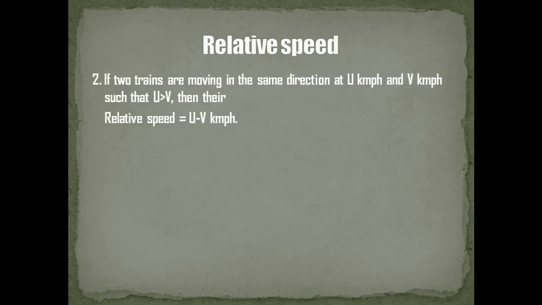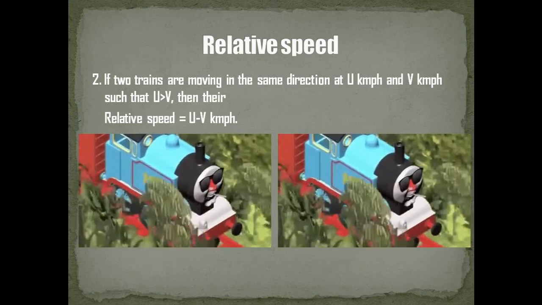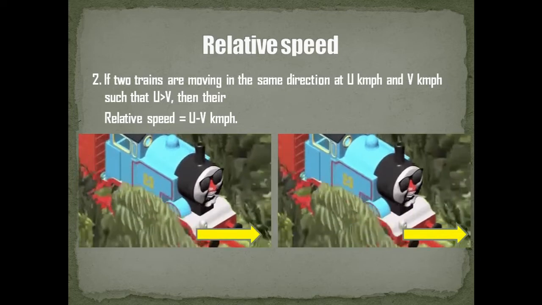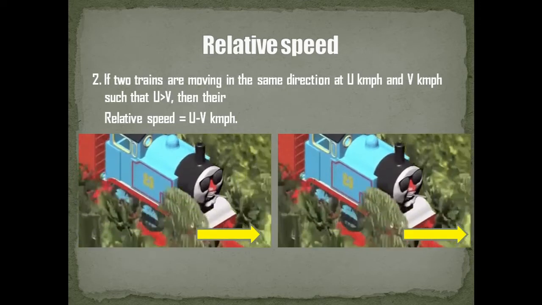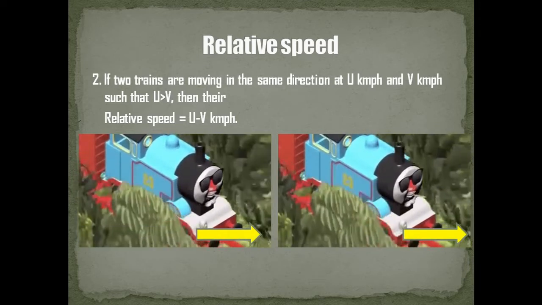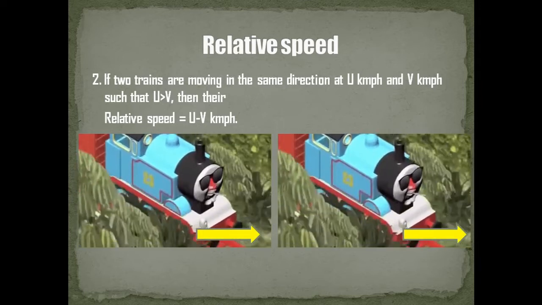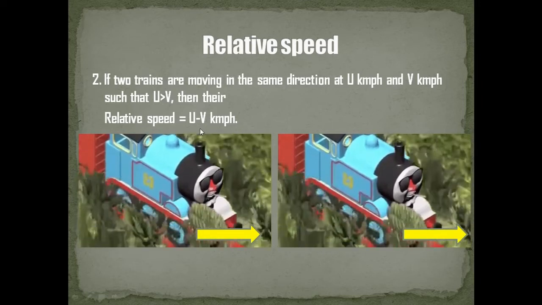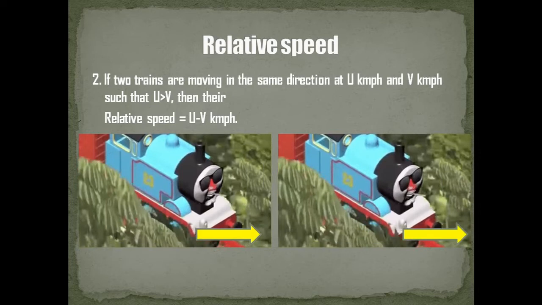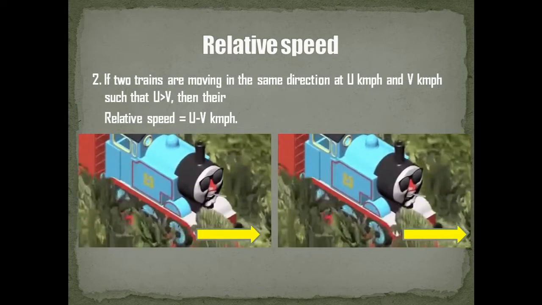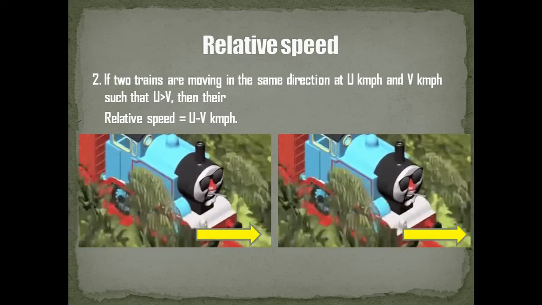In a similar concept, we have another formula related to relative speed. If there are two trains moving in the same direction, as shown here, the relative speed between those two trains will be given as the difference of their individual speeds. You can look into this formula here. The relative speed is given as u minus v, where u is the speed of one train in kilometers per hour and v is the speed of the other train. Here the difference of that speed will be considered as the relative speed.